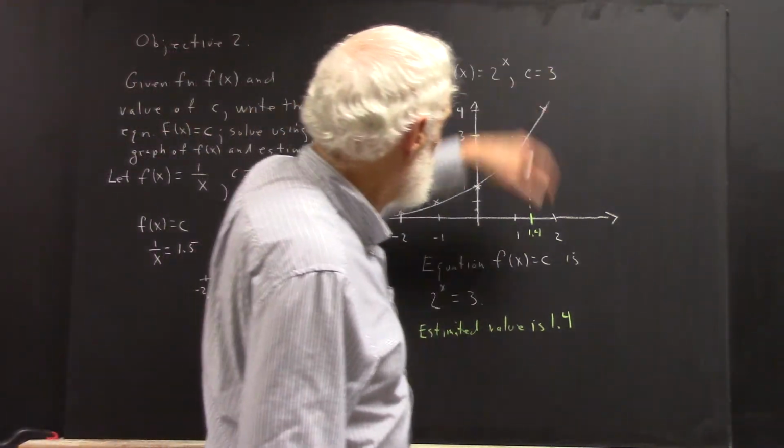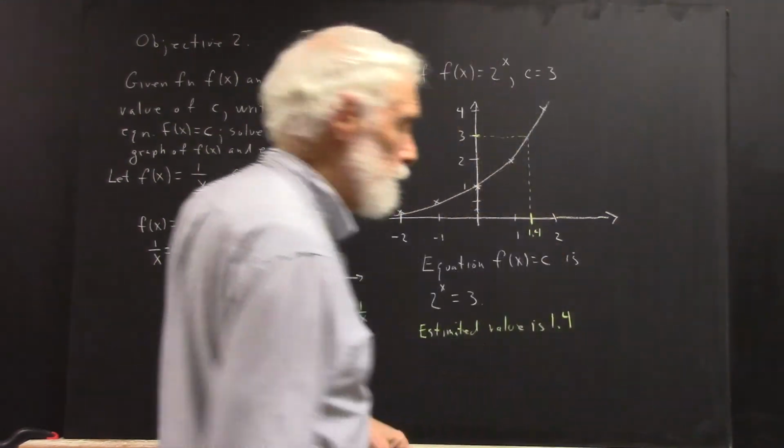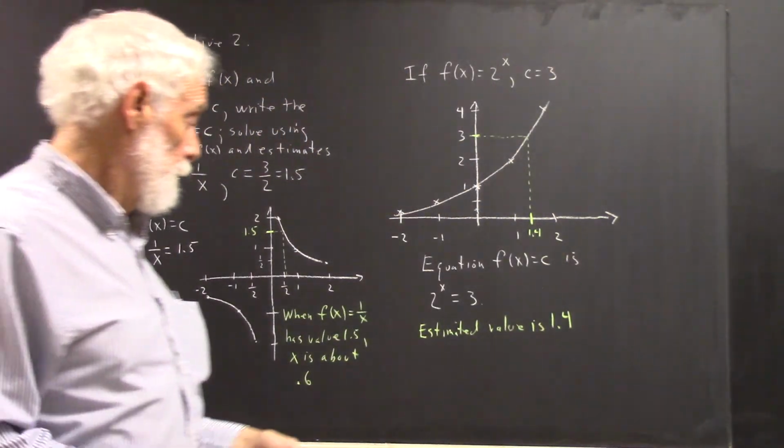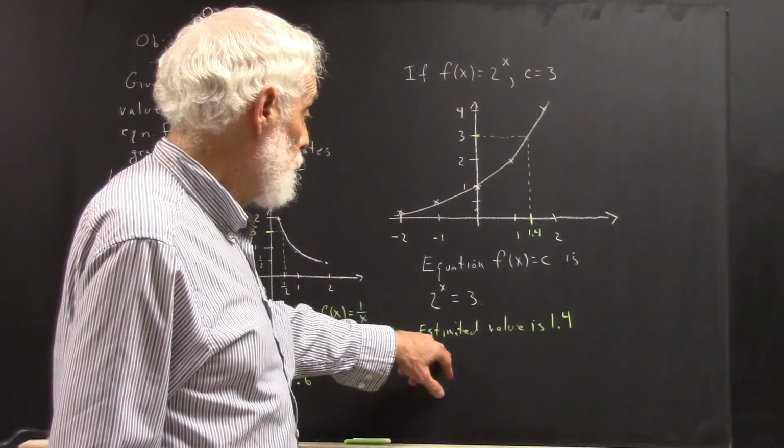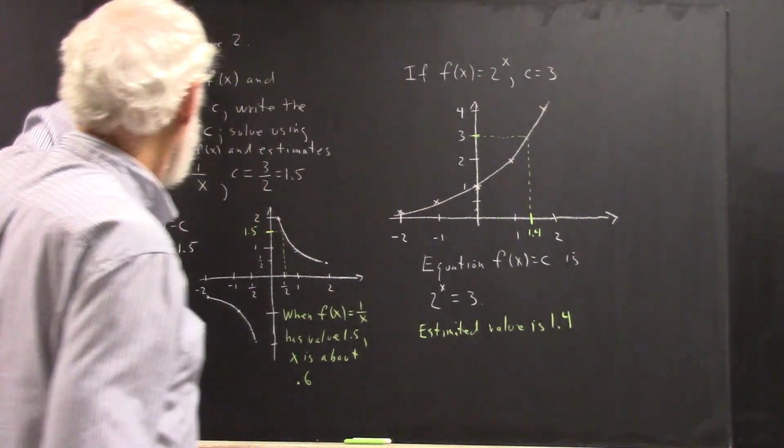But this is a crudely drawn graph. I wasn't all that careful with it. And if you're very careful, you can probably come up with better estimates than I can. So anyhow, there we have it. This is what we mean by objective 2.